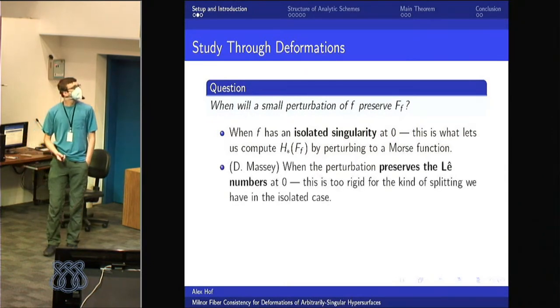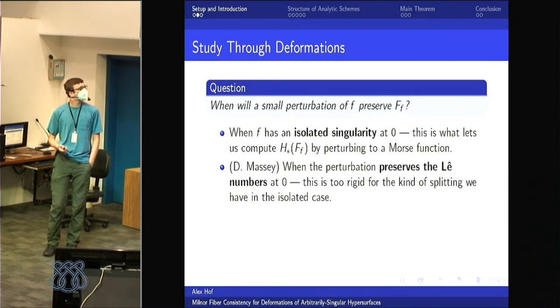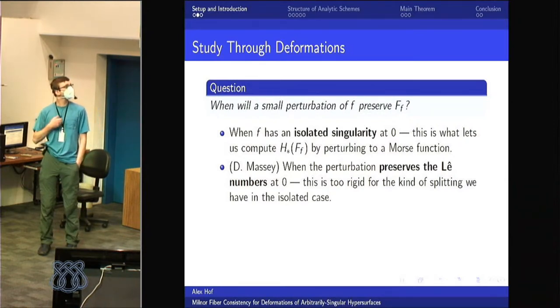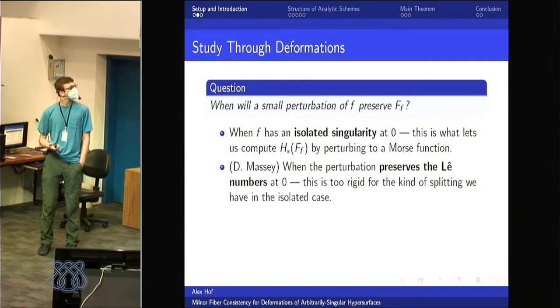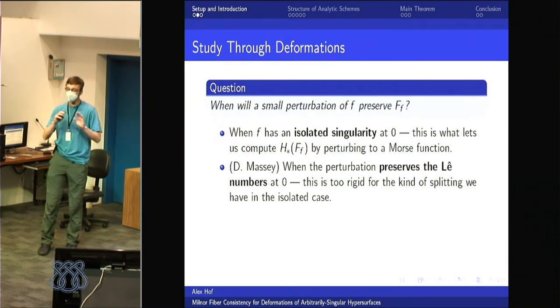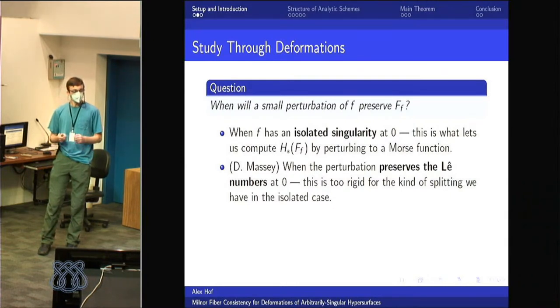And then for a long time there's been interest in being able to do these same things for non-isolated singularities. If you have a positive dimensional critical locus on the hypersurface that f is cutting out, what can you say? For non-isolated singularities, it's definitely not true in general that a perturbation will preserve the Milnor fiber.